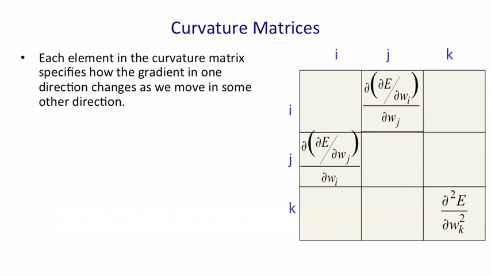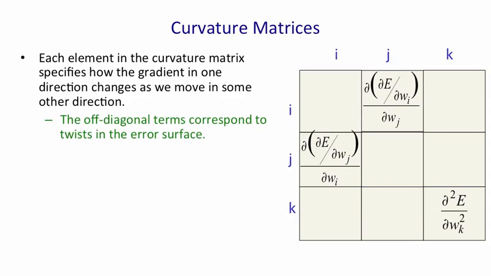So curvature matrices look like this. For each weight, Wi or Wj, they tell you how the gradient in one direction changes as you change in another direction. In other words, as I change weight i, how does the gradient of the error with respect to weight j change? That's what a typical off-diagonal term tells you. The terms on the diagonal tell you how the gradient of the error changes in the direction of a weight as you change that weight.